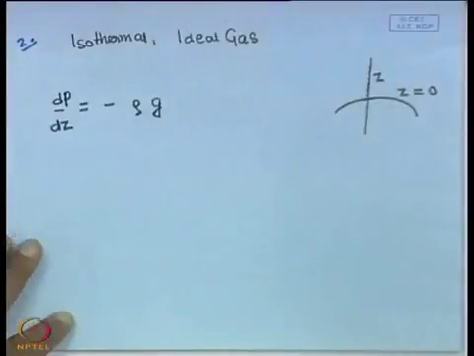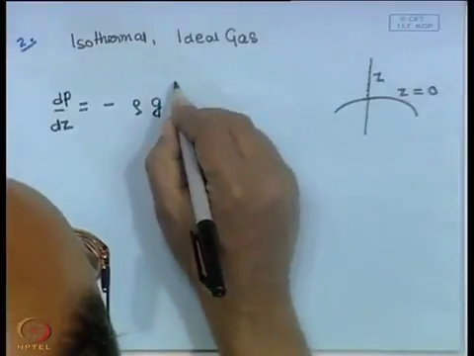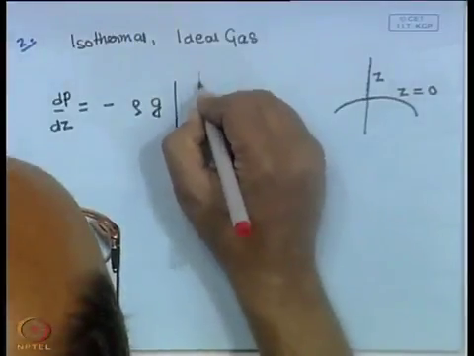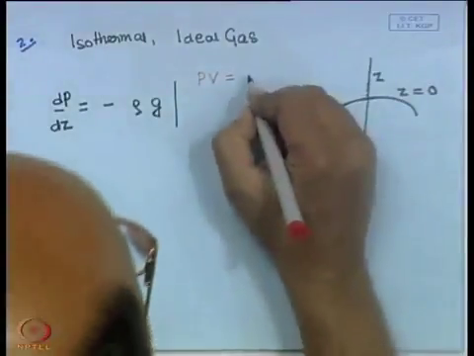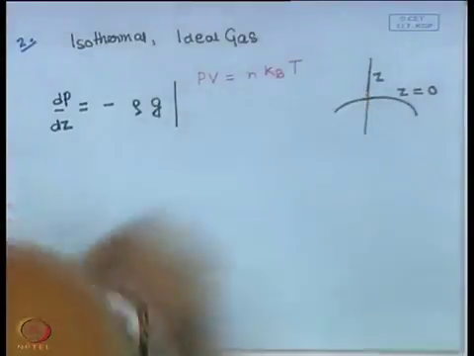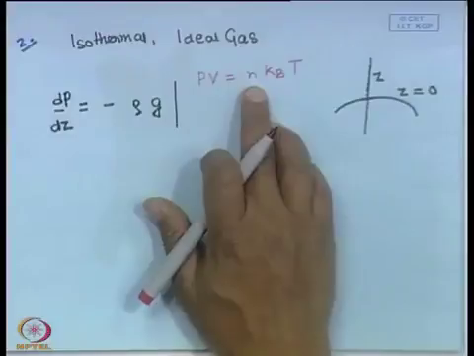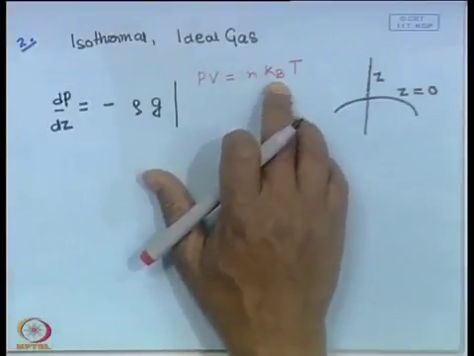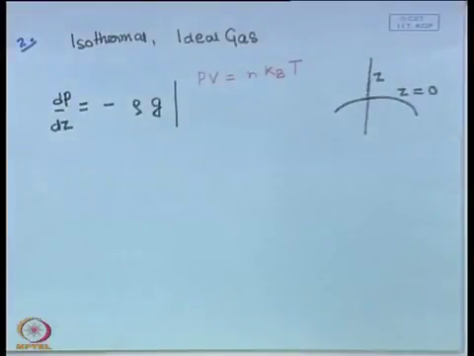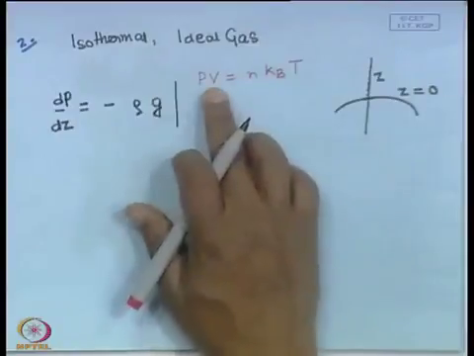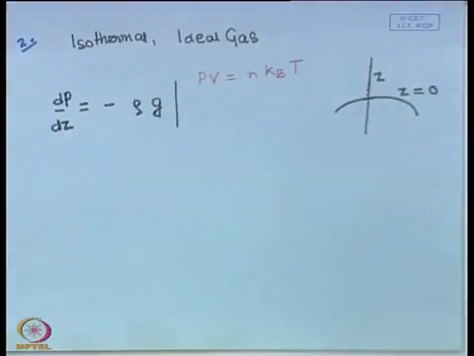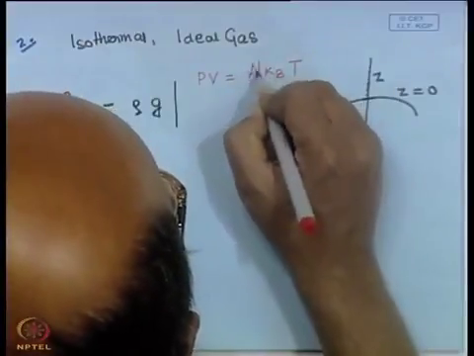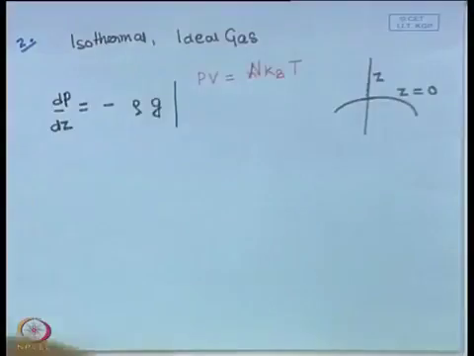But now we know that this is an ideal gas. For an ideal gas, we also have PV equal to N kB T. Pressure into the volume of the fluid is equal to the number of atoms or molecules in the fluid into the Boltzmann constant kB into the temperature in Kelvin, absolute temperature. That is the relation between the pressure, volume and the temperature for an ideal gas. N is the total number of atoms or molecules, particles, in the system.